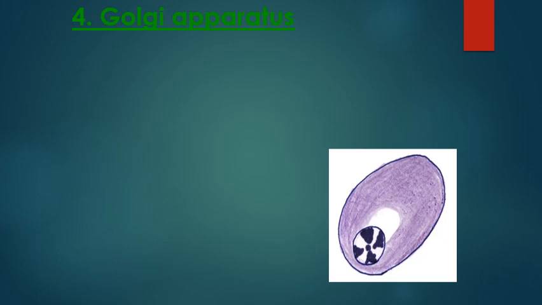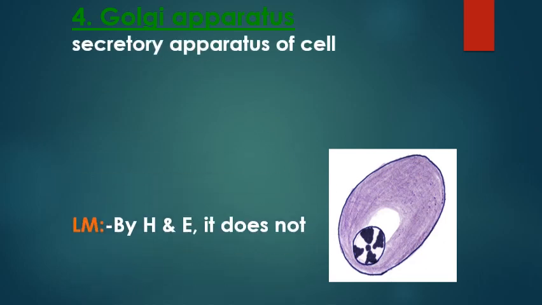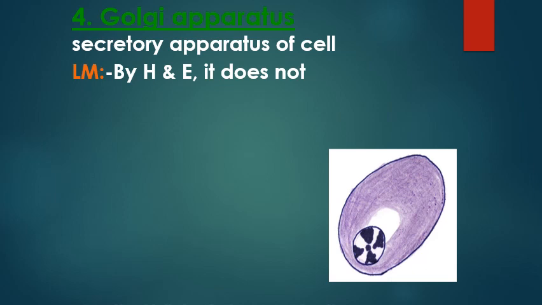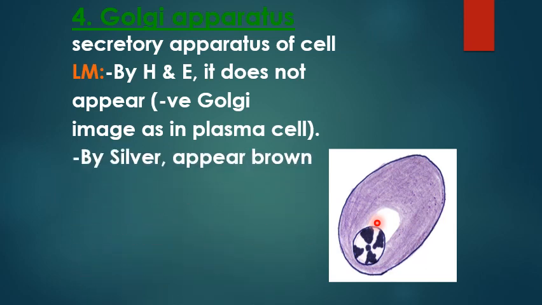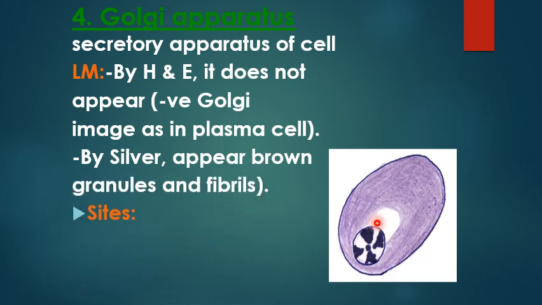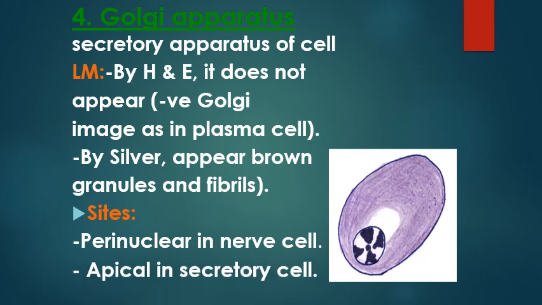The Golgi apparatus is the secretory apparatus of the cell. By hematoxylin and eosin it does not appear. This is a diagrammatic picture of a protein-producing cell, which appears basophilic. Here is an area that appears pale. This is the Golgi apparatus, not stained by hematoxylin and eosin, so it is called the negative Golgi image. If you want to stain the Golgi apparatus, stain it with silver stain, and it appears brown, as granules or fibrils. In the nerve cell, the Golgi apparatus is present around the nucleus, so-called perinuclear. In the secretory cells, it appears in the apical part of the cell.